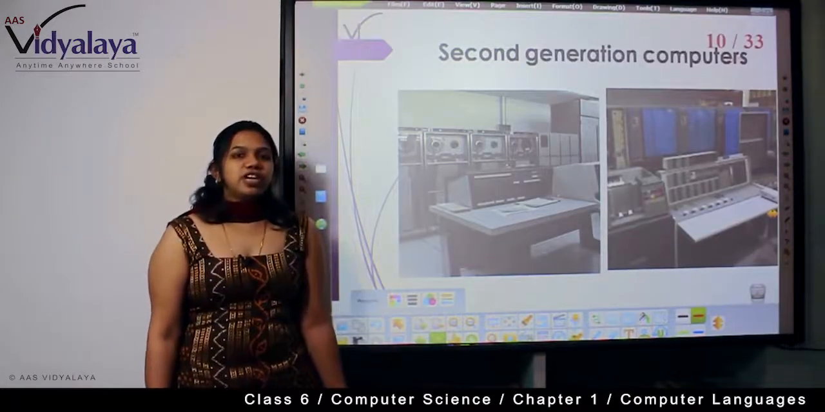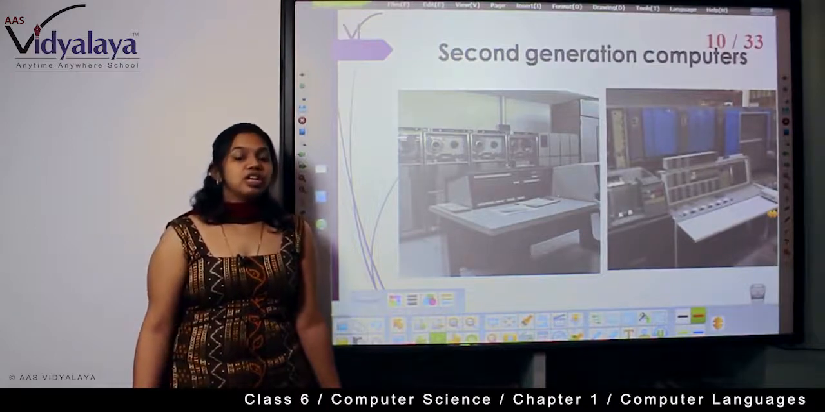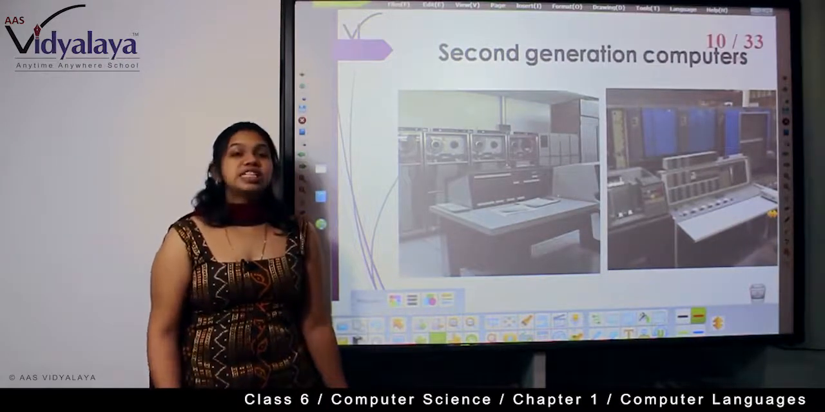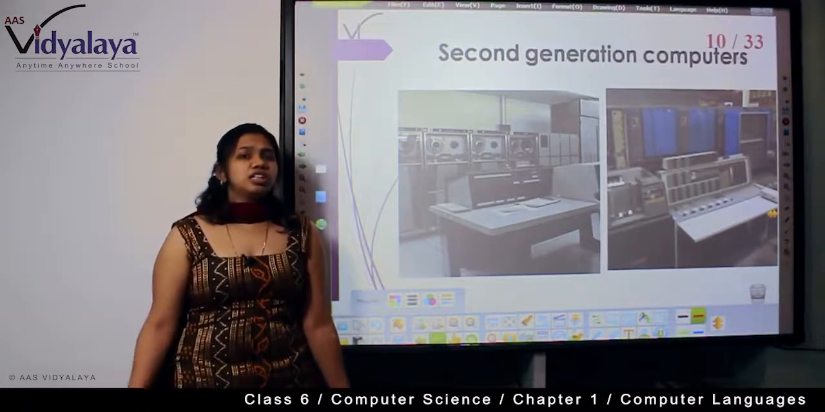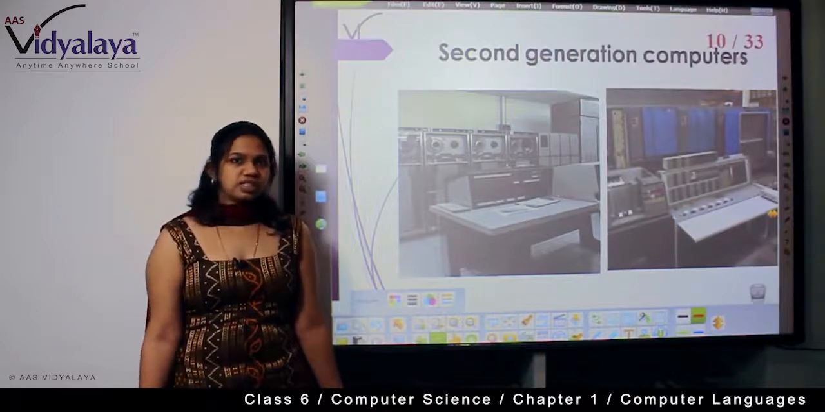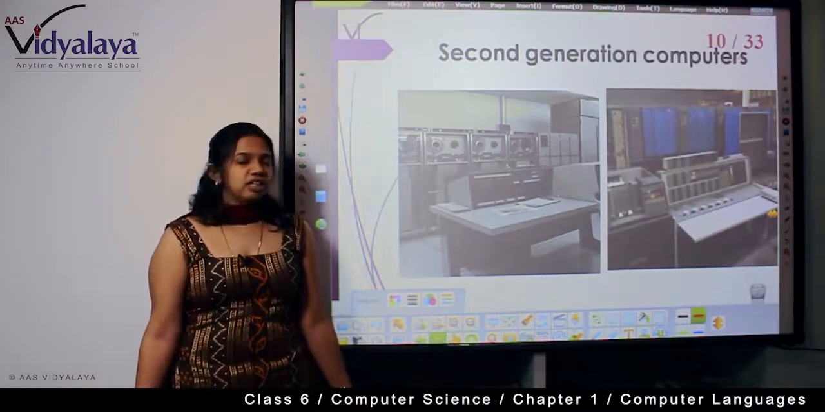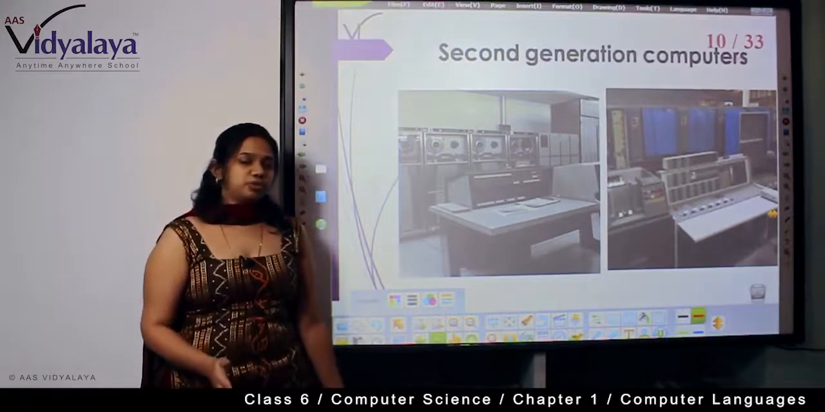Okay, so today we are going to see how a second generation language is mapped to the second generation computers. As we already saw, a language is specific to the generation of computers. Alright, so let's come here to see about second generation computers.